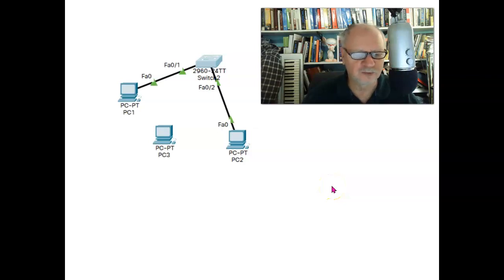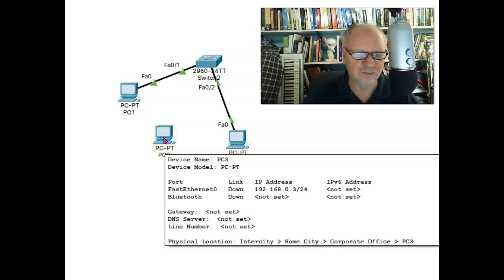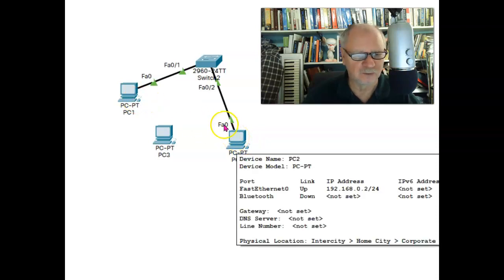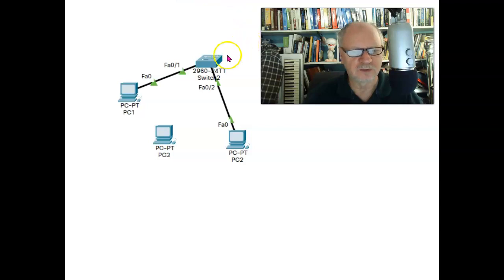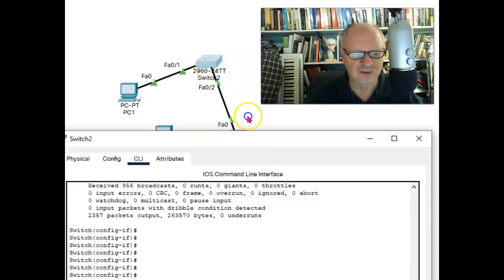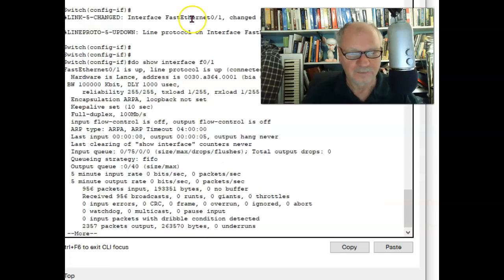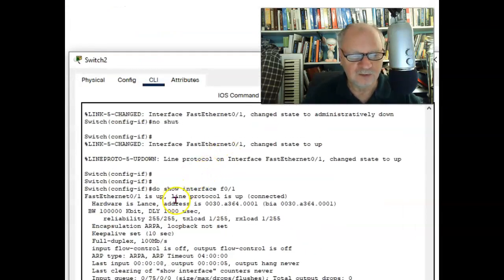Before I show you some show commands, let's take a look at what I've added here. I've added PC3, which is not connected, and I've also put an IP address on PC1 and 2. So the first thing I'm going to do here is take a look at this interface F01 and see what its situation is right now. So let's go ahead and do a do show interface F01, and we see that it is in an up and up state.